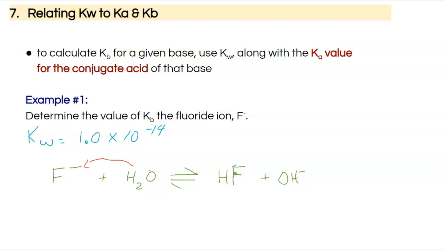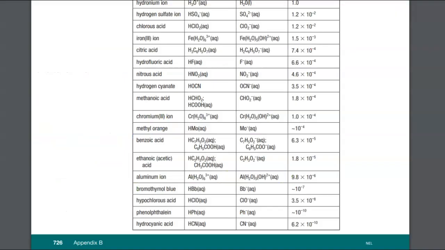And so, what do I have here? Here is my base that I'm looking for the Kb value for. And over here I have HF, and this is my acid, the conjugate acid. And so it's the Ka value that I'm looking for in order to solve this problem. So I'm going to go to my resource section in the back of my textbook, and I'm going to look to find hydrofluoric acid, HF. And I can see it. Hydrofluoric acid. Its conjugate base is F-, and the Ka value for HF is 6.6 times 10 to the negative 4.